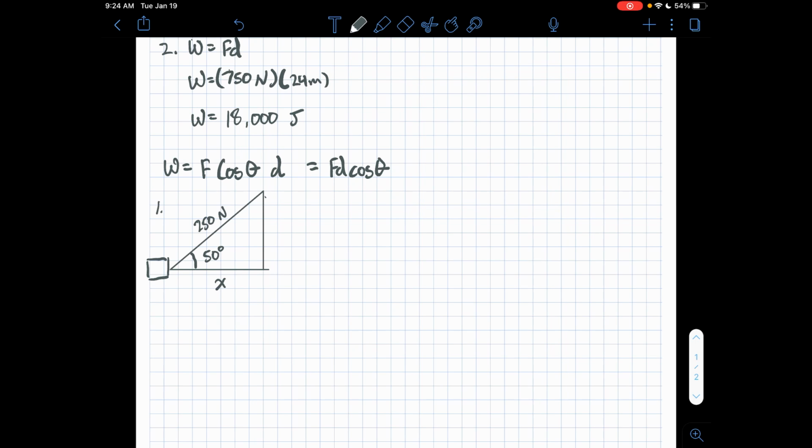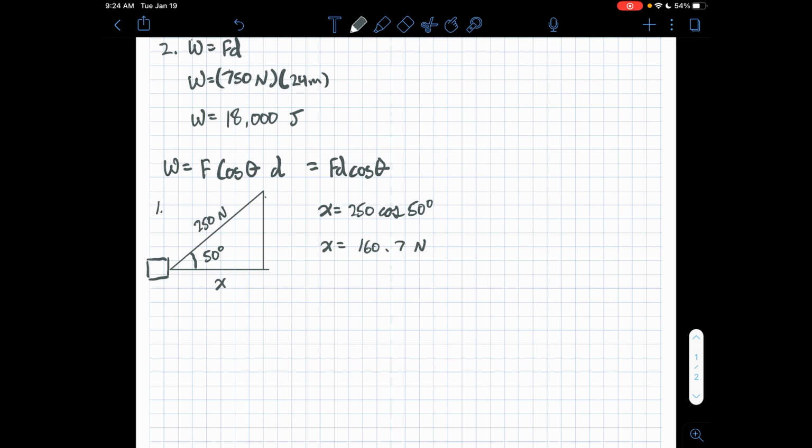So to find x, all we'd have to do, x is equal to 250 cosine 50 degrees. Therefore, if you pop that into your calculator, x is equal to 160.7 newtons. So that'll be 160.7 newtons of force horizontally.